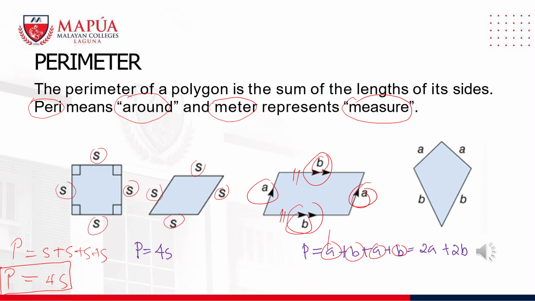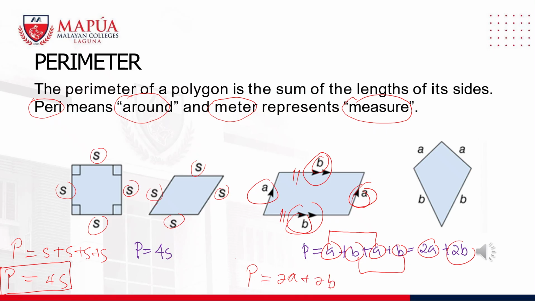And as you see it, there are two same sides, 2A, and we also have 2B. So we can say that the perimeter is just the sum of twice this side, 2A, plus 2B. So the formula is P equals 2A plus 2B.